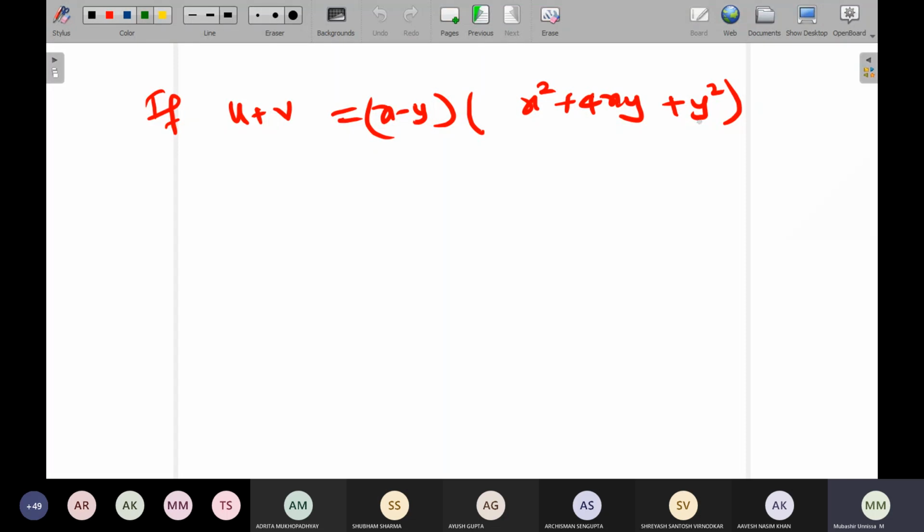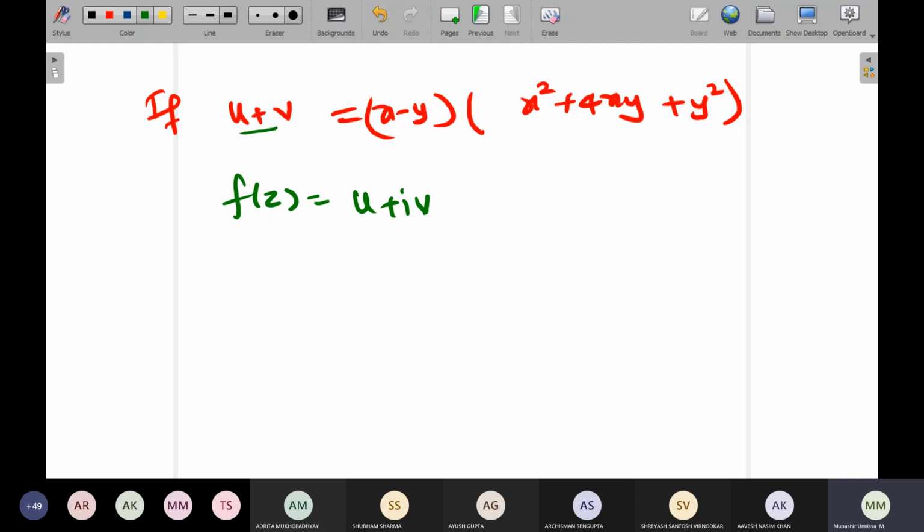What I have given is, if u plus v is equal to (x minus y) into (x square plus 4xy plus y square), find f of z in terms of z. And f of z equal to u plus iv is given. So you know that f of z is equal to u plus iv.